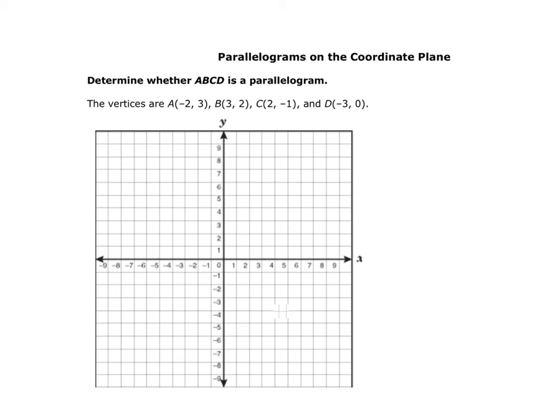All right, parallelograms on the coordinate plane. We're going to determine whether the quadrilateral ABCD is a parallelogram or not. So let's first plot our points. So A is at -2, 3. That's our A. B is at 3, 2. C is at 2, -1. And D is at -3, 0.